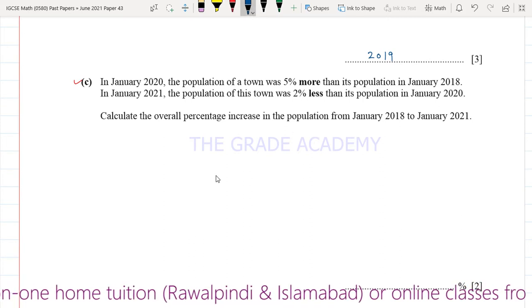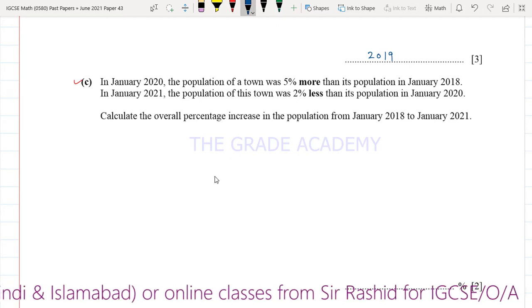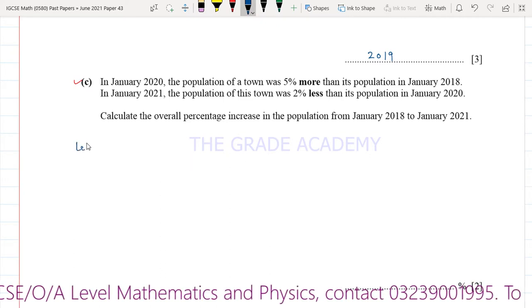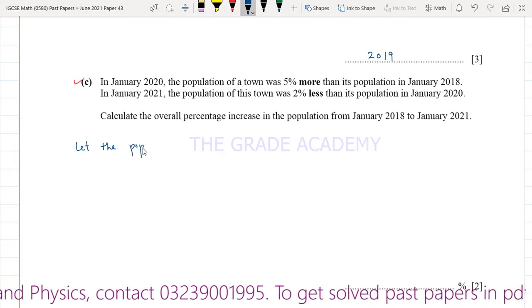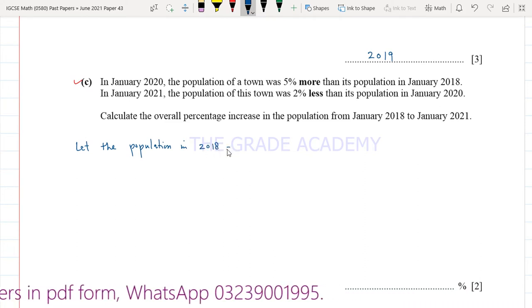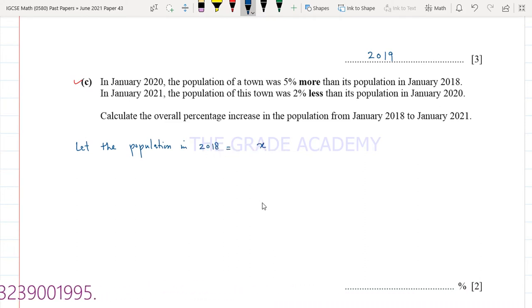Let us suppose that the population of the town in 2018 is X. So let the population in 2018 be equal to X. In January 2020, the population will be 5% more, so the population in 2020 will be equal to 5% more than X.